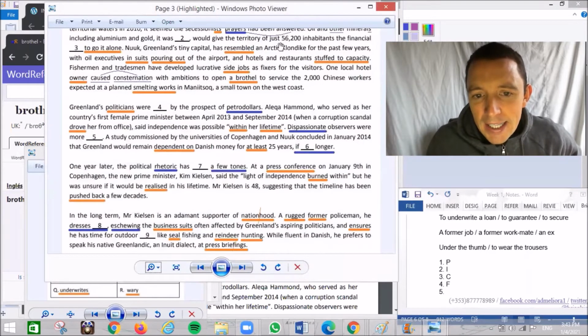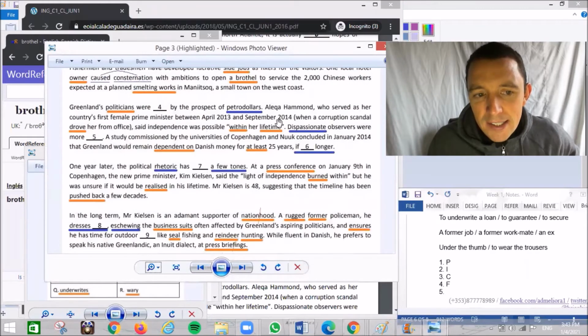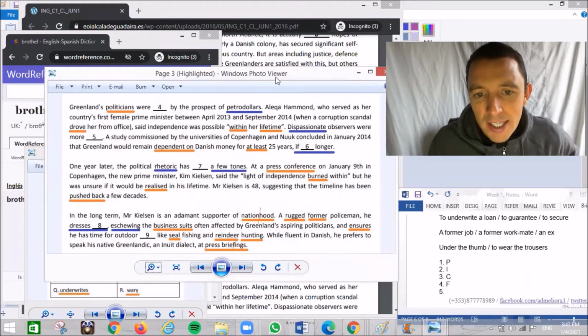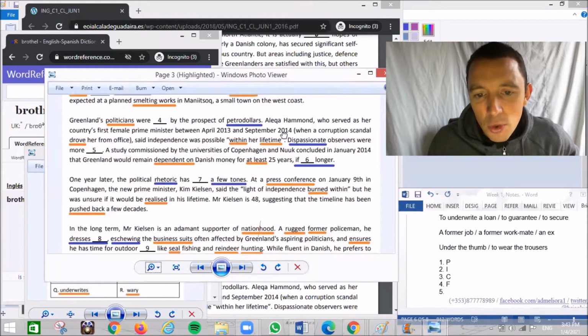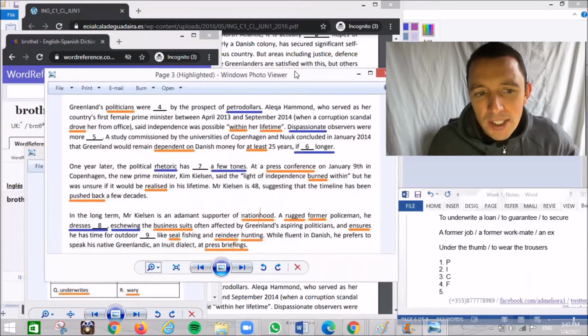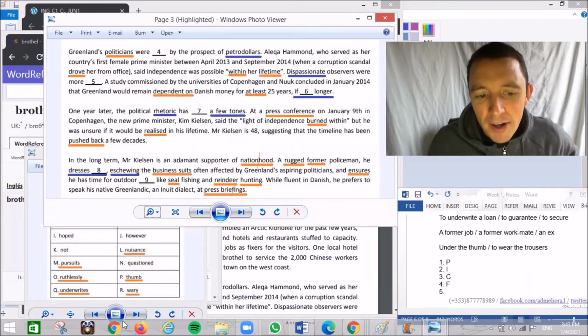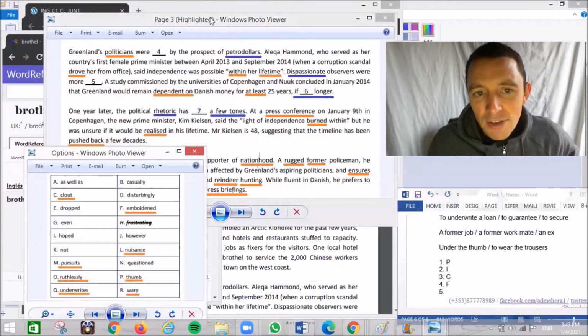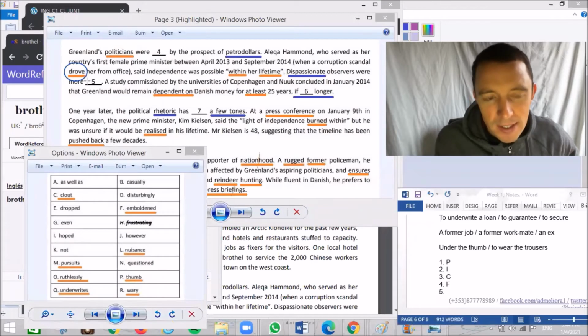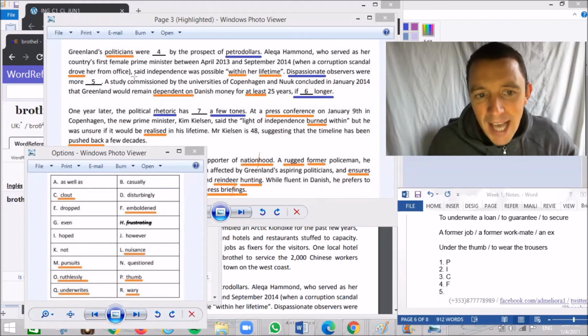Okay, and then you have Aleqa Hammond, who served as her country's first female prime minister between April 2013 and September 2014, when a corruption scandal drove her from office. Very good vocabulary. Drove is related to conducir, and conducir is drive, but it's the past, drove her from office. Okay, said, the verb say in the past, irregular.